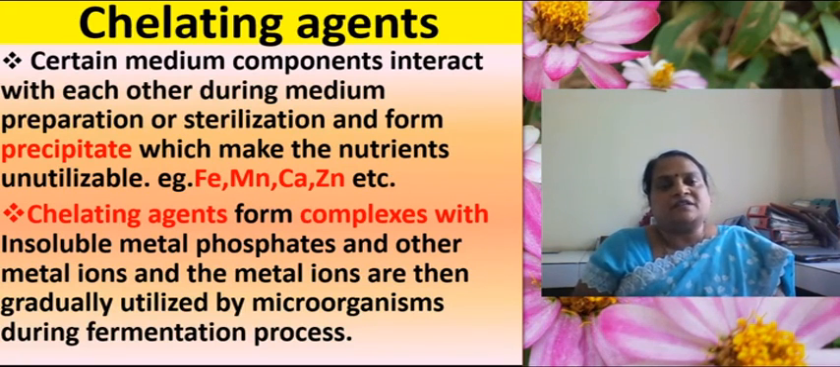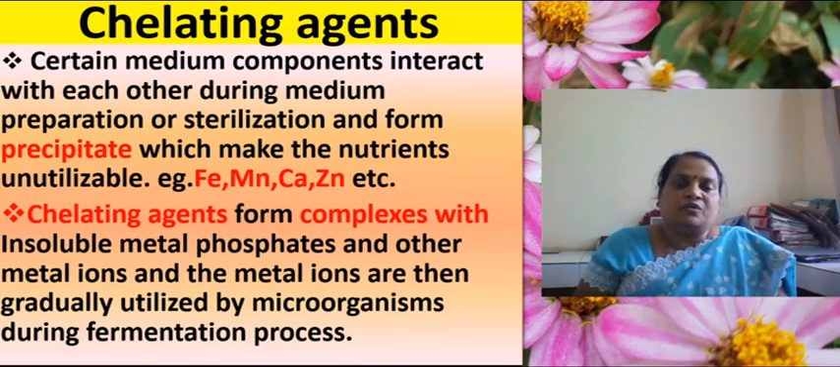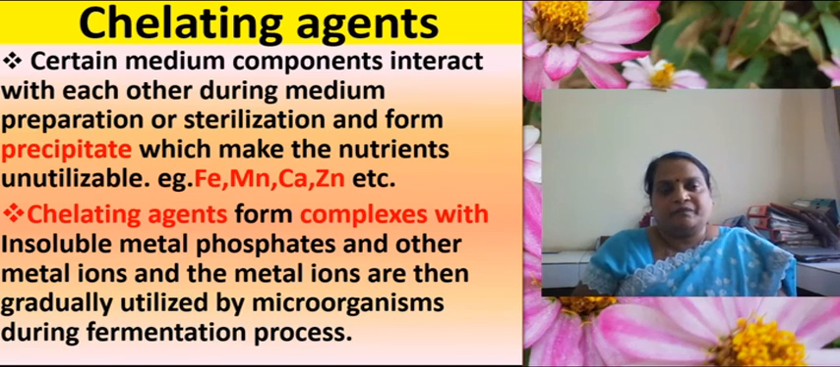Now we will discuss the last component of the fermentation medium, that is chelating agents. Certain medium components interact with each other during medium preparation or sterilization and form precipitate, which makes the nutrients unutilizable. For example, iron, manganese, calcium, zinc, etc. When we prepare the fermentation medium, we take water and add different ingredients into that water and dissolve them. But during preparation of the medium, two or more components may react with each other to form a precipitate, or they may not form precipitate at low temperature.